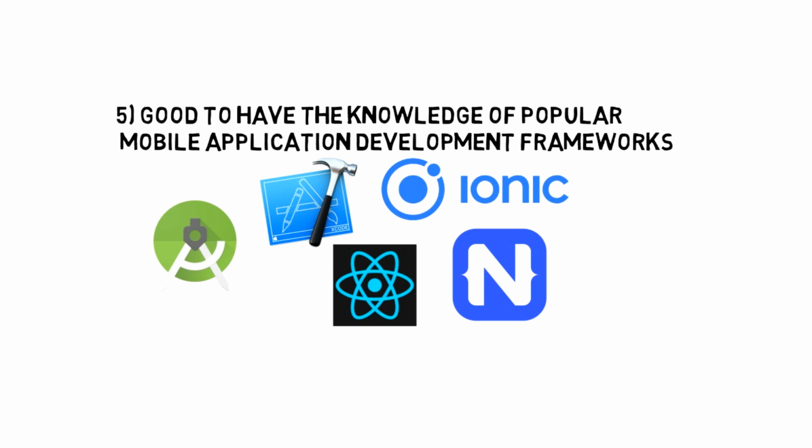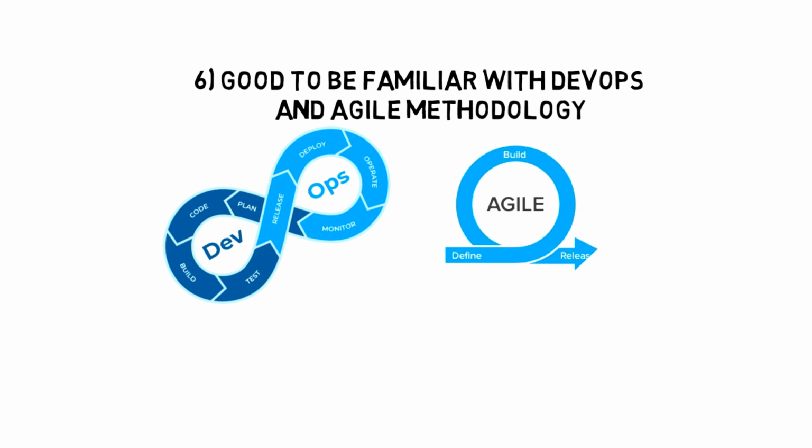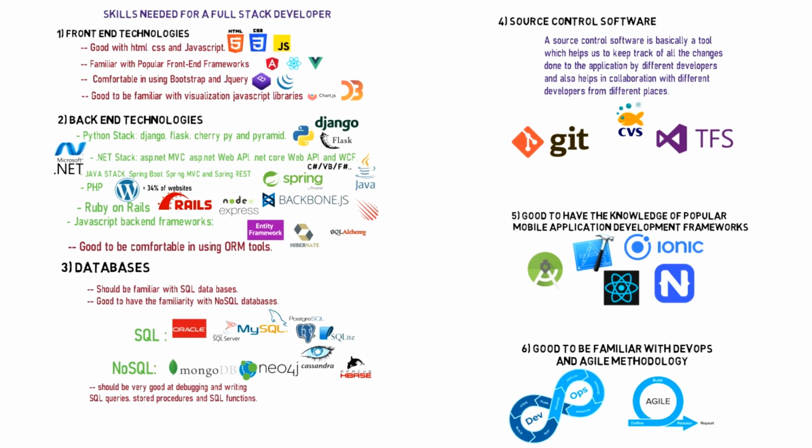Finally, as part of the next skill, it is good to be familiar with DevOps and Agile methodology. DevOps is a set of software development practices which helps in collaboration between the development and the operations team to shorten the development lifecycle. Agile methodology helps to break the product into several deliverable pieces, which helps in continuous communication between the development team and the customer to make sure that everyone is aligned with the development of the final product. So that was all about the skills required for a full stack developer.